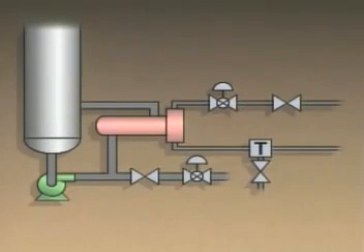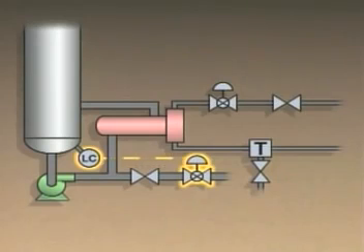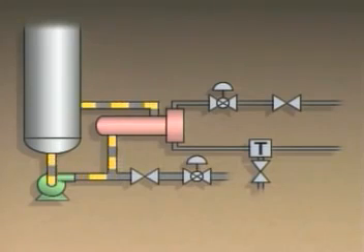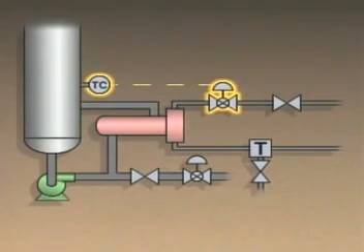Now, the absence of feed flow to the column also causes the level in the bottom of the column to drop. When the level drops below a specified value, a level controller automatically closes the bottoms product takeoff valve. This causes the remaining bottoms mixture to circulate through the reboiler and back into the column. A temperature controller detects the increase in temperature and automatically reduces the flow of steam to the reboiler.